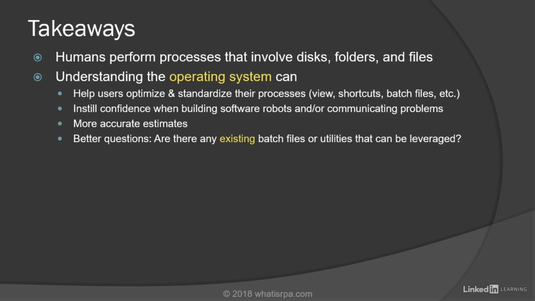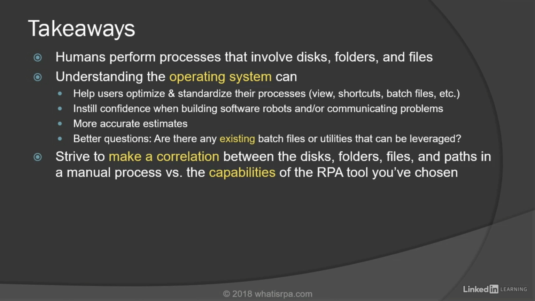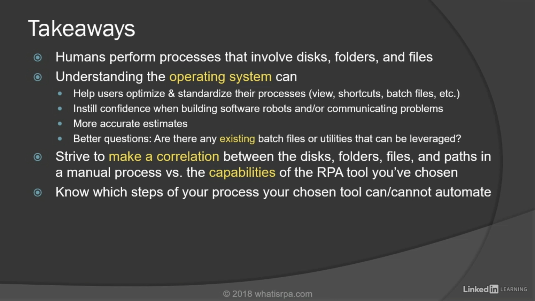For instance, finding out if there's any existing batch files or other utilities that could be leveraged when you're building robots. You're going to want to strive to make a correlation between the disks and folders and files and paths in a manual process versus the capabilities of the RPA tool you've chosen. You're going to want to know which steps of your process your chosen tool can or cannot automate. So hopefully this section took your Windows operating skills to the next level and piqued your curiosity to potentially do some extra research to learn more about Windows commands and things like that.